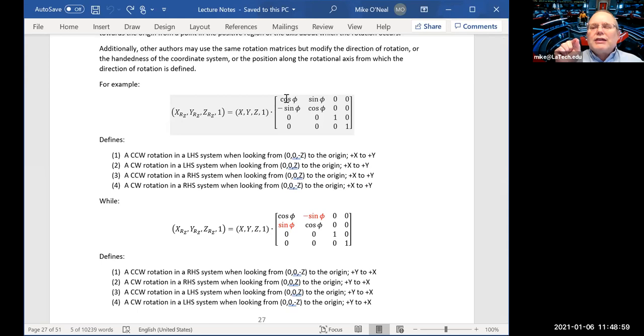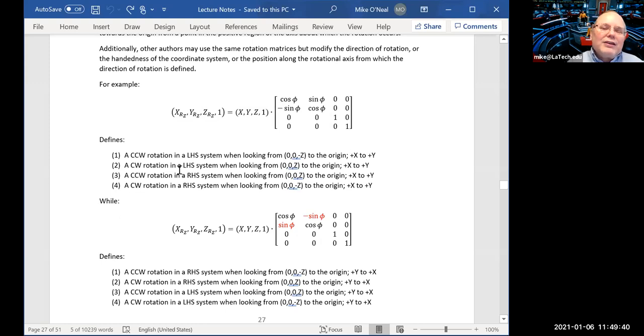Probably the best way, instead of talking about is it counterclockwise or clockwise, because that's going to depend on where the viewer is, the best thing to say is this matrix, when you take a point and multiply it, is going to do a z-axis rotation from plus x to plus y. That's what it always does. Now, how a movement from plus x to plus y looks depends on where you are. Are you in negative z or positive z? And are you in a left-handed system or a right-handed system?